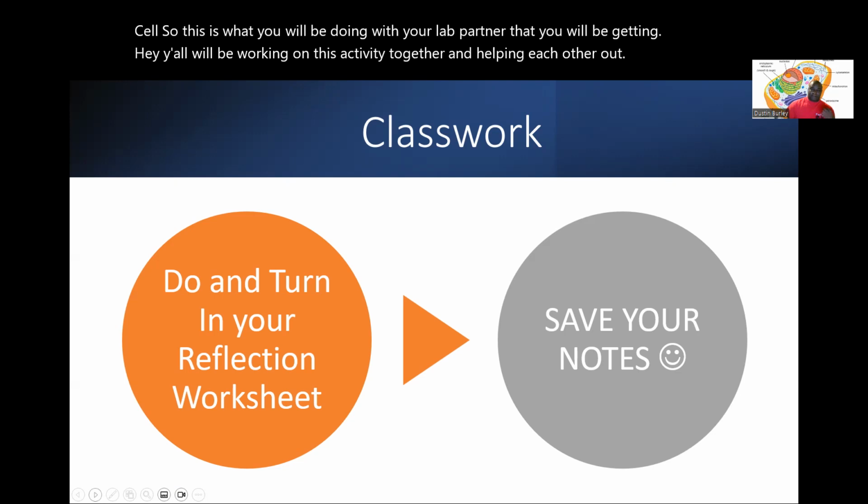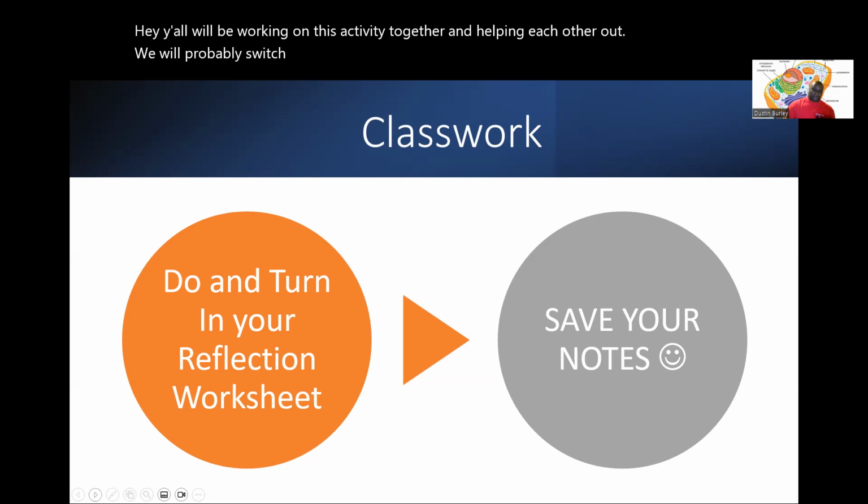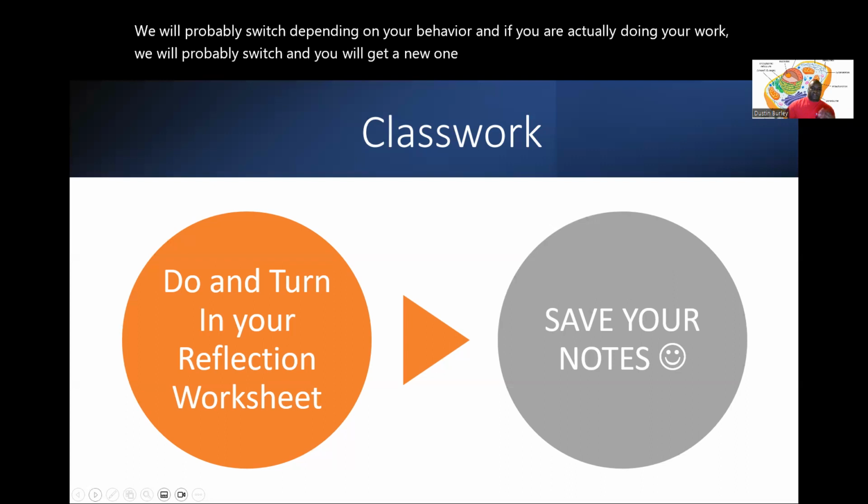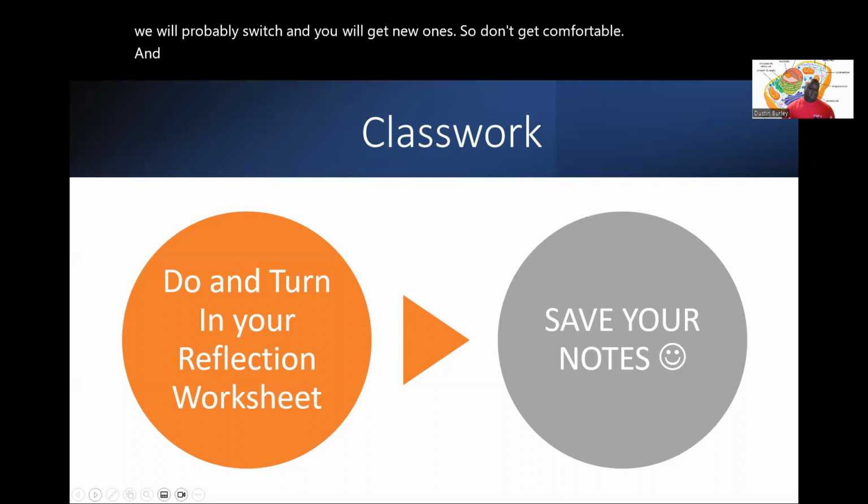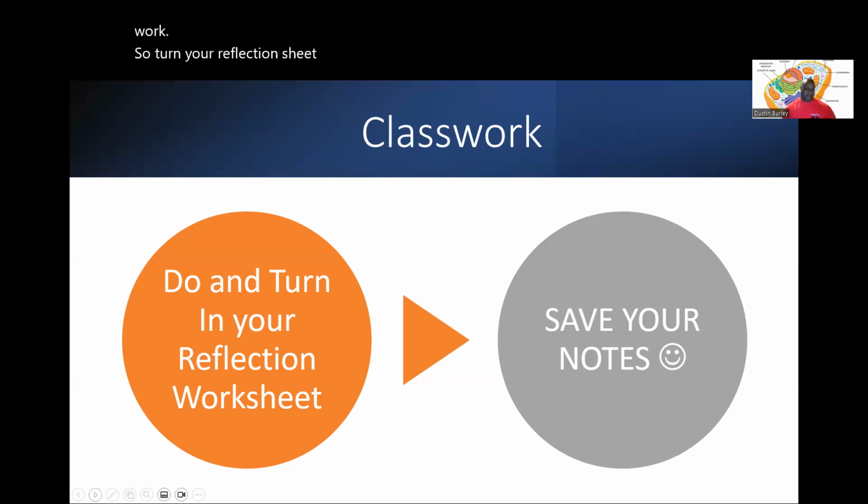We will probably switch depending on your behavior. And if you are actually doing your work, probably switching, you'll get new ones. So don't get comfortable. And maybe be the person you want to work with, and maybe not, but you still need to do your work. So turn in your reflection sheet, and make sure that you have a pencil and paper tomorrow.